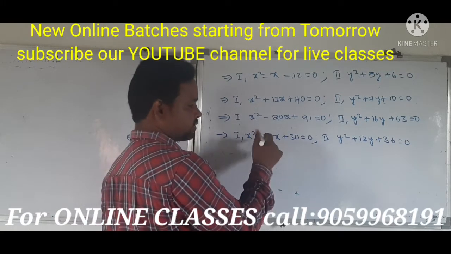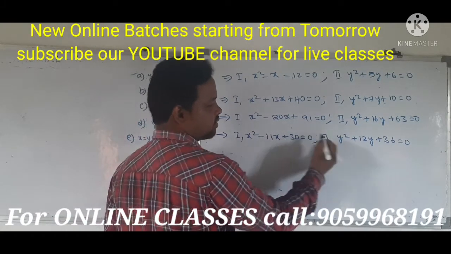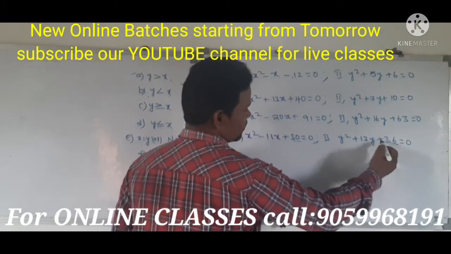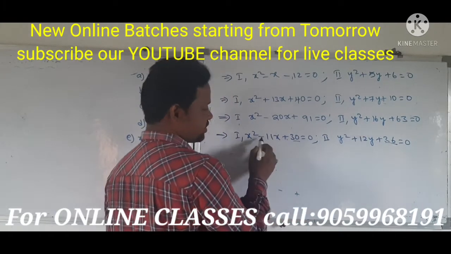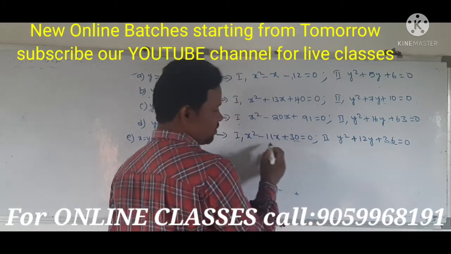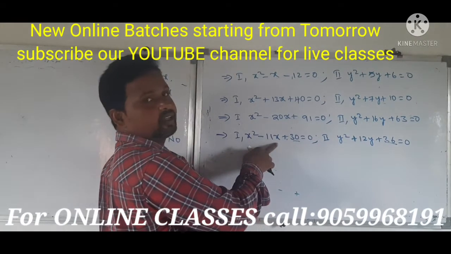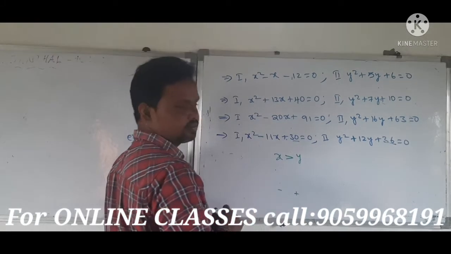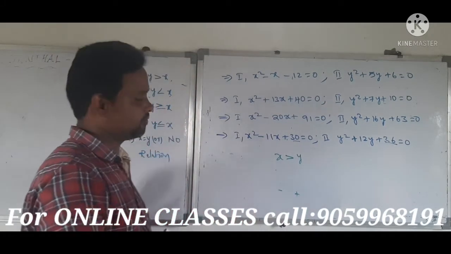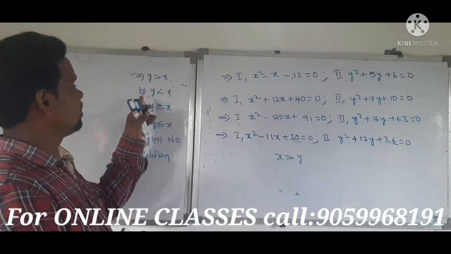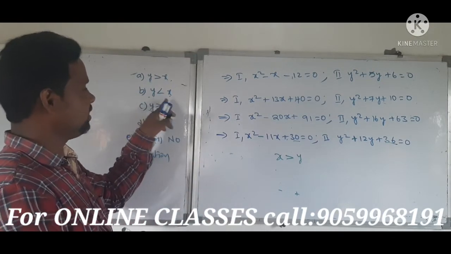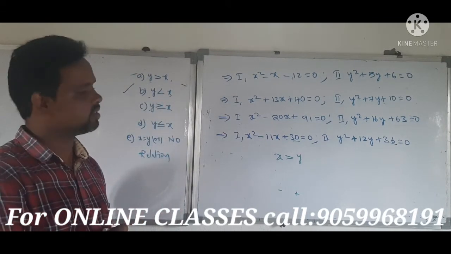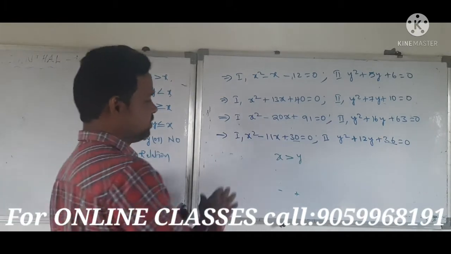x square minus 11x plus something. First check the sign of the C value: plus. In the next case, here minus, here plus. Where is the minus? In the case of the variable there is minus. That's why our answer is x is greater than y. That's all, no need to do anything. When x is greater than y, it means y is less than x. That's why option B is our answer. Okay guys, nice, right. Next question.